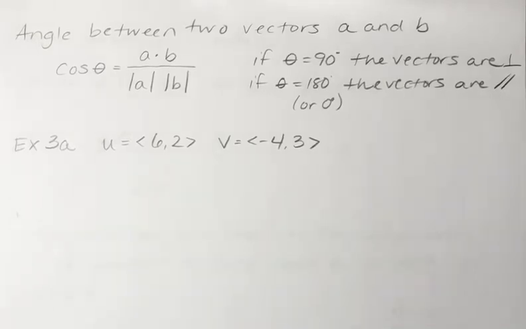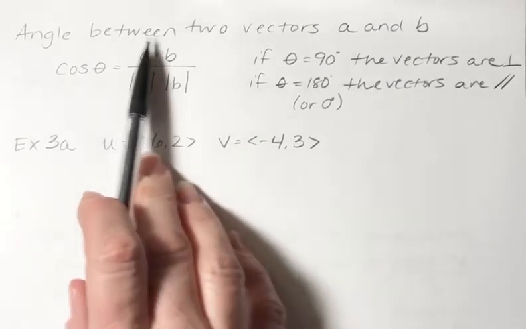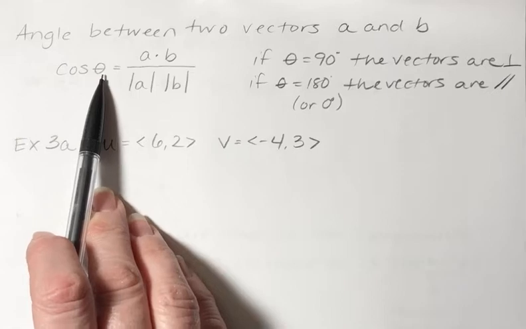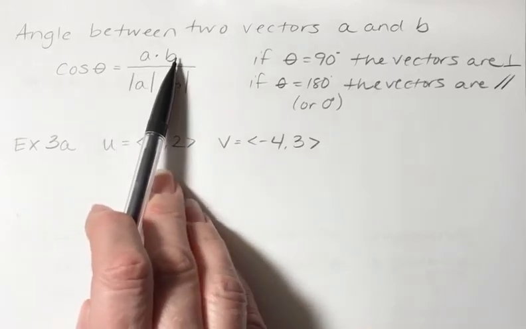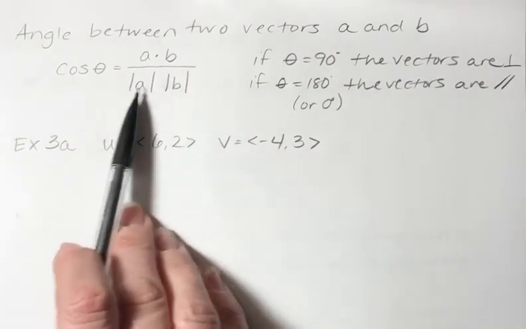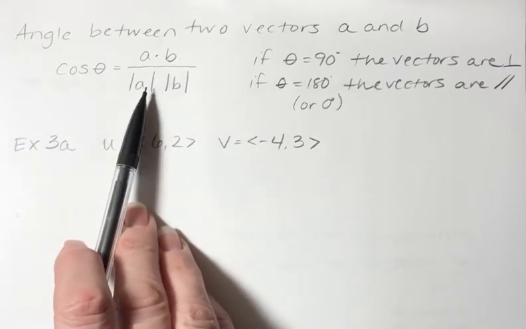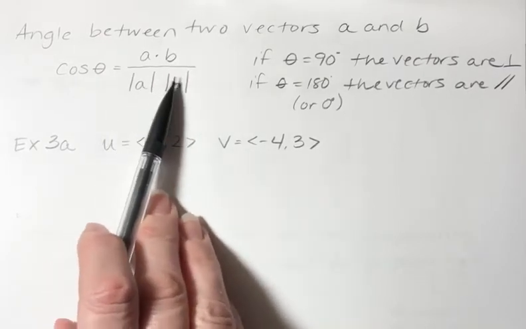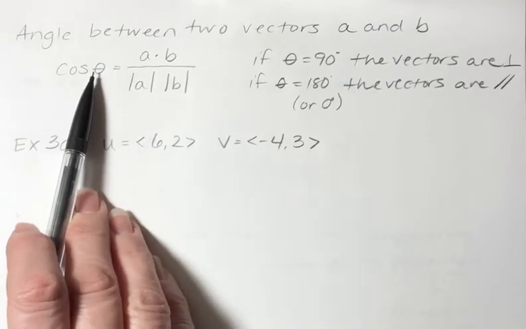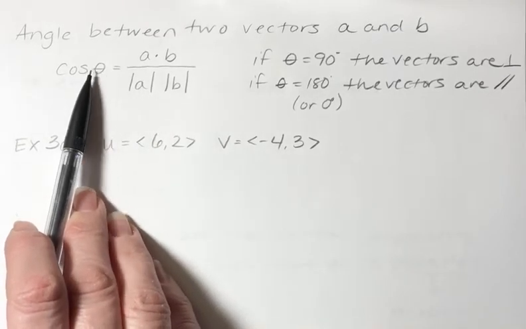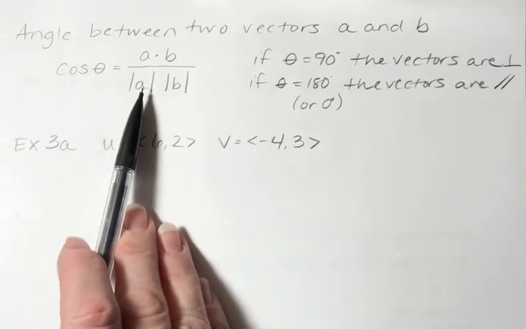All right. If we want to find the angle between two vectors A and B, here's what we're going to use. The cosine of the angle is equal to their dot product over the product of their magnitudes. So on top you find their dot product. On the bottom you take the magnitude of A times the magnitude of B. From there we can then do the inverse cosine of that. Okay?